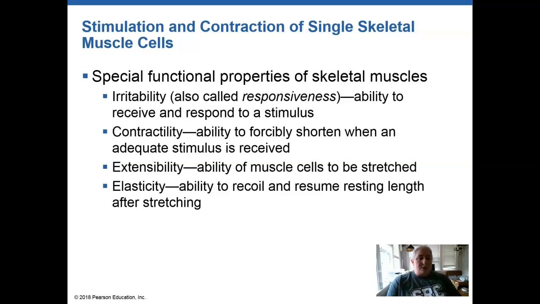Now we're going to talk about some functions that are specific to skeletal muscle. There are other cells that do have some of these same functions, but these are very special to skeletal muscle as well, okay? So the first is irritability. What that means is they are able to take in a stimulus and respond to that stimulus. Then they can contract. Contraction is just the shortening, and then going back to its normal length would be extensibility. And resuming resting length after extending would be the elasticity of skeletal muscle, okay?